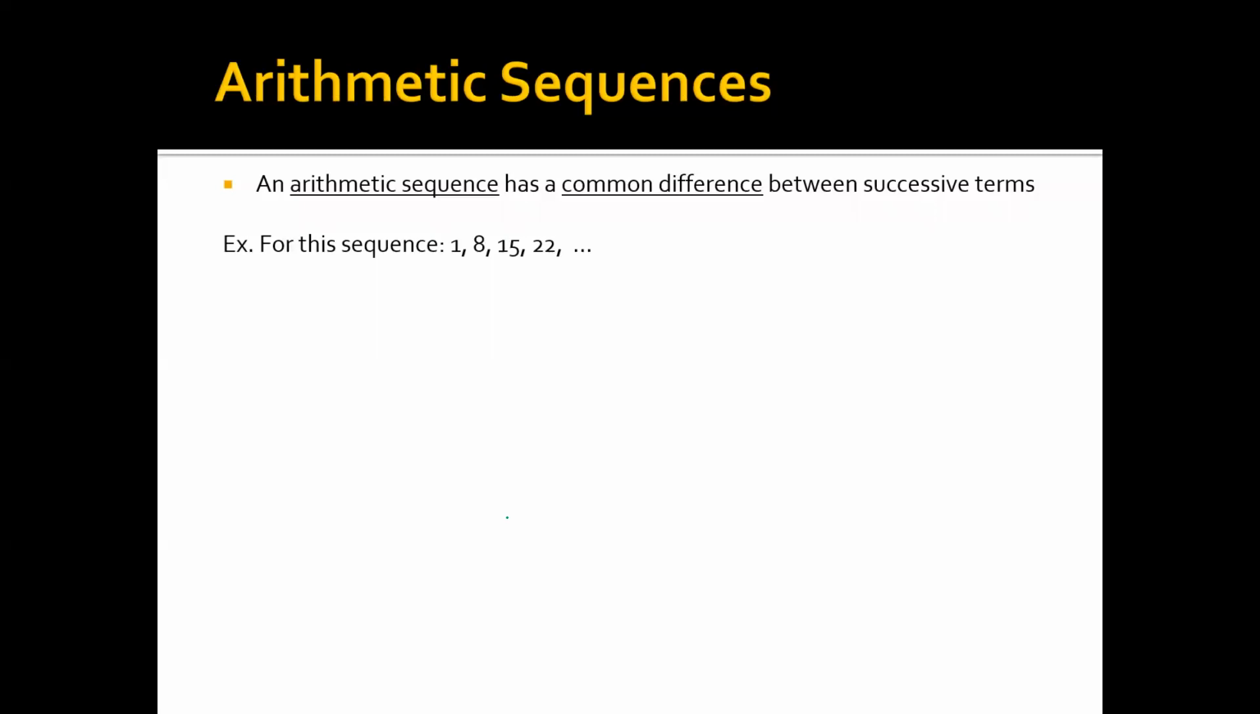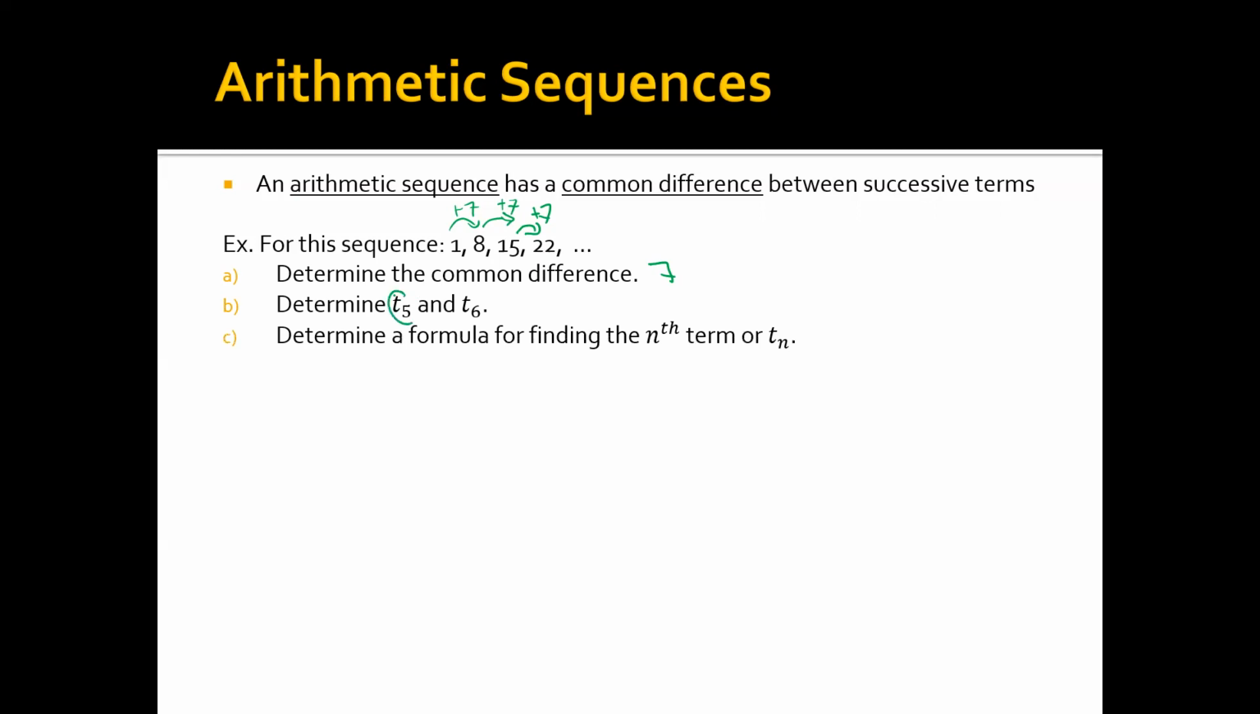We can see here that we are simply adding 7 each time, right? That's a general pattern that we see here. So this is an example of an arithmetic sequence because there's a common difference throughout. And we actually answered the first question. What is the common difference? Well, the common difference is definitely 7. How do we use this to help us find the 5th term and the 6th term? And that's what T5 and T6 represent. This represents the 5th term, and this represents the 6th term. And then the last question, determine a formula for finding the nth term, or T at n.